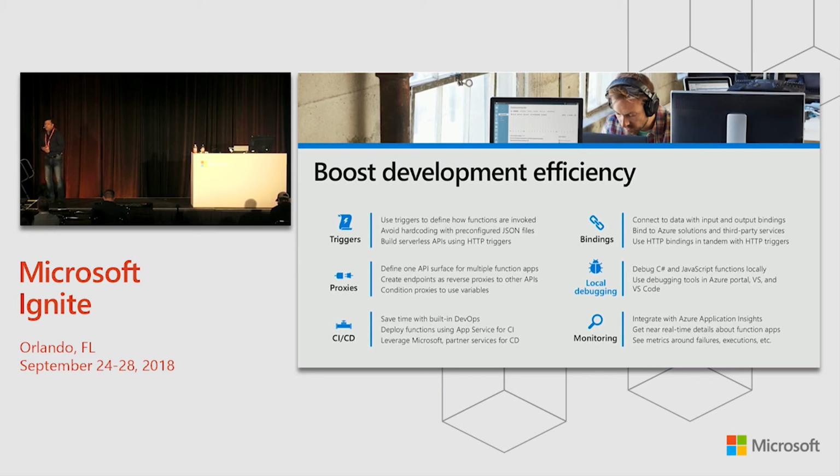Proxies: if you have many, many functions, and you want to have just one API surface for the customer, you will use a proxy. CI/CD integration is there, continuous integration, continuous deployment. These tools work very well with Azure Functions, so you can use them in your production environment.